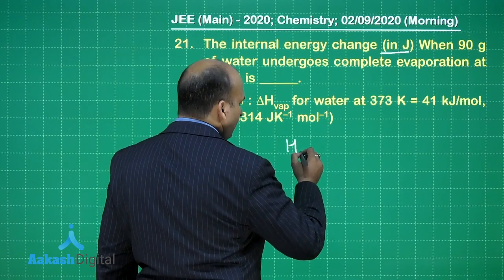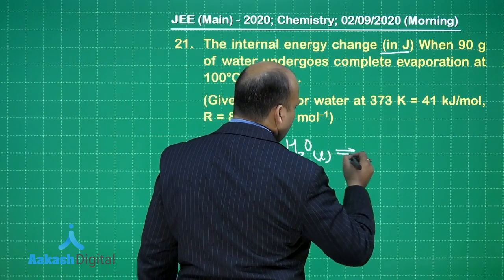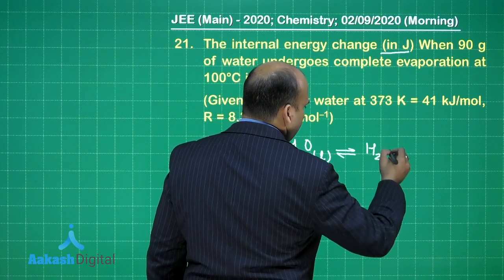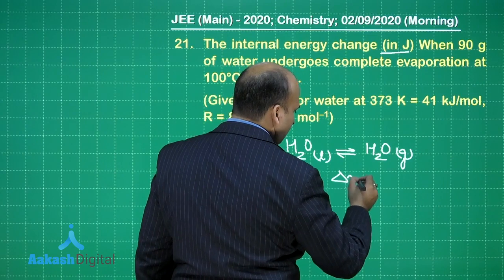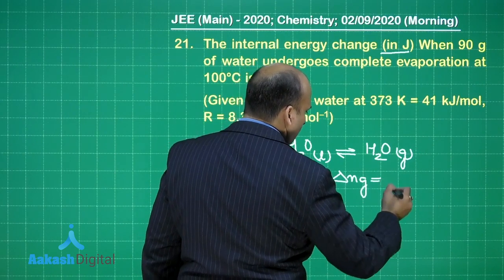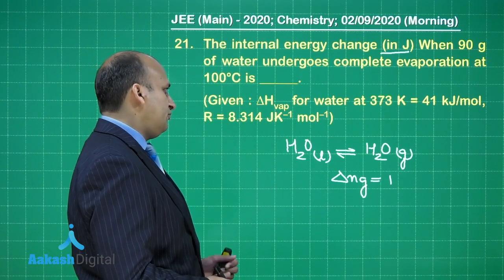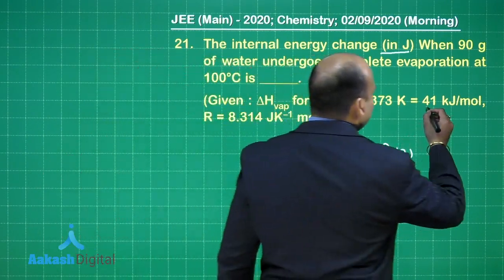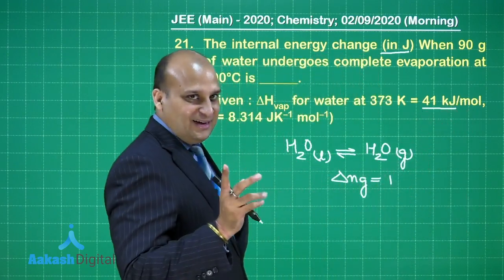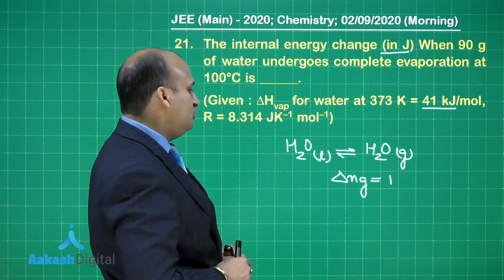So, H2O liquid is getting converted into H2O gas at 100 degrees Celsius. So, one thing is clear, that delta Ng is equal to 1. Okay, now it is saying the enthalpy of evaporation for water at 373 Kelvin is 41 kilojoules. See, they are giving kilojoules, right. I told you some conversion should be there. So, you have to convert that kilojoule into joules.